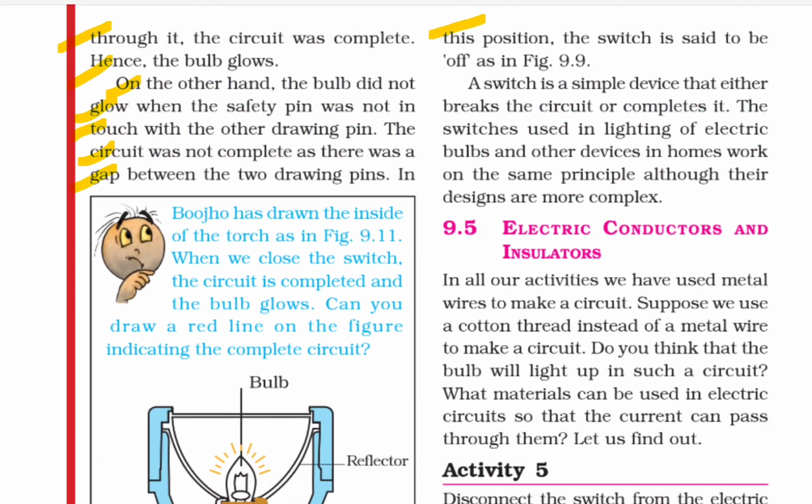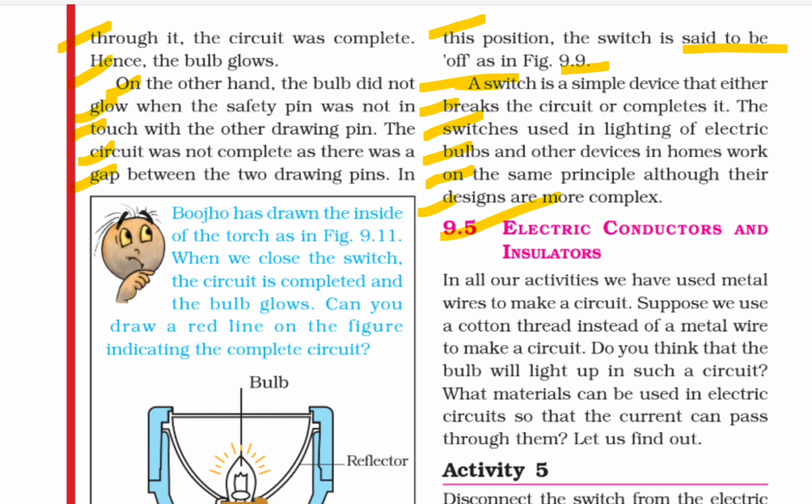In this position, the switch is set to be off, as in figure 9. A switch is a simple device that either breaks the circuit or completes it. The switch is used in lighting circuits. Electric bulbs and other devices in homes work on the same principle, although their designs are more complex.